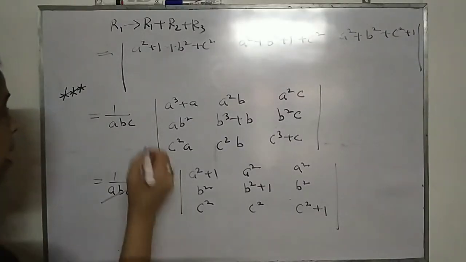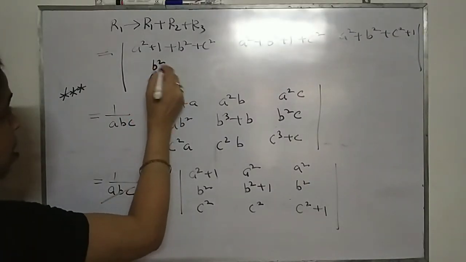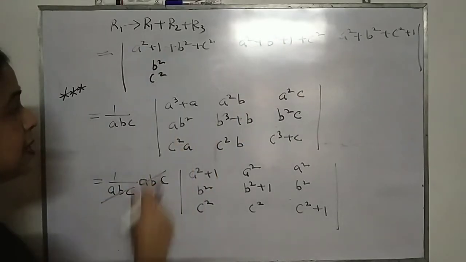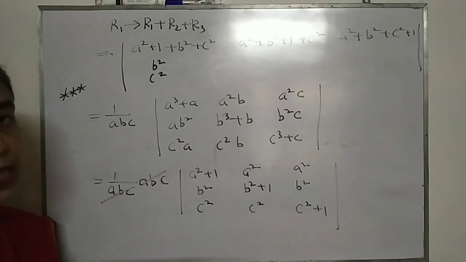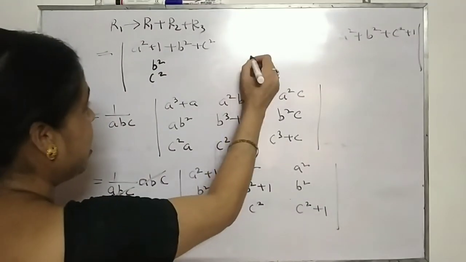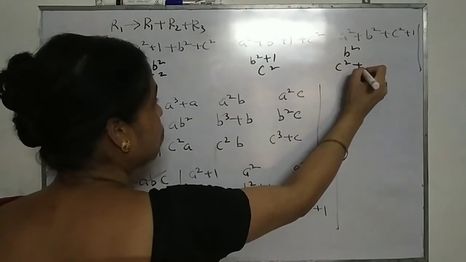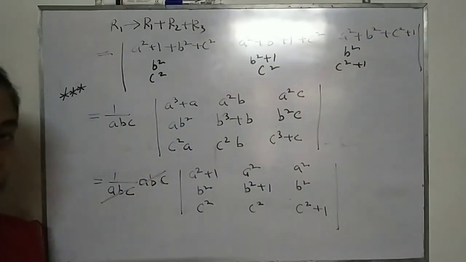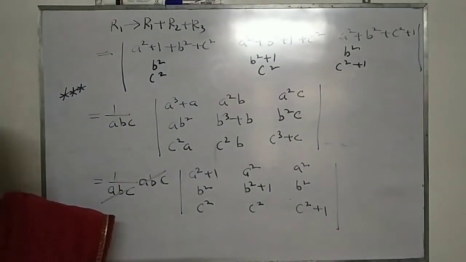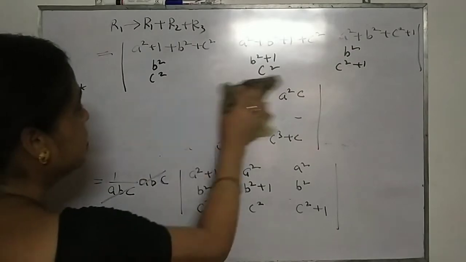Keep the second and the third row as it is. Don't have to do any operation now because you have now got 1 plus A square plus B square plus C square coming common. Then same numbers we can obtain and the subtraction will give you the zeros. So let's keep it as this. B square plus 1, C square, B square, this is C square plus 1. This is completed. Okay, then I just write these things.